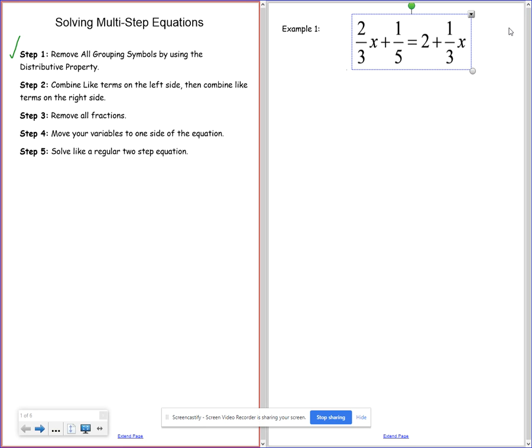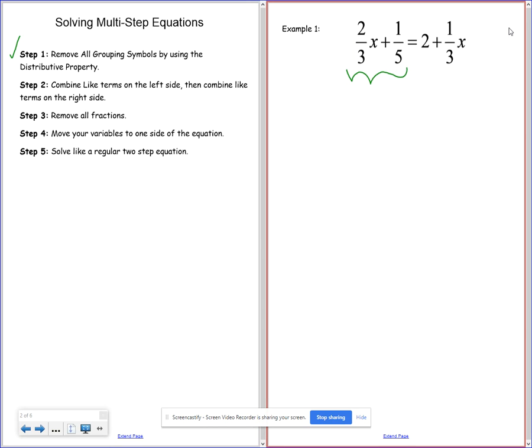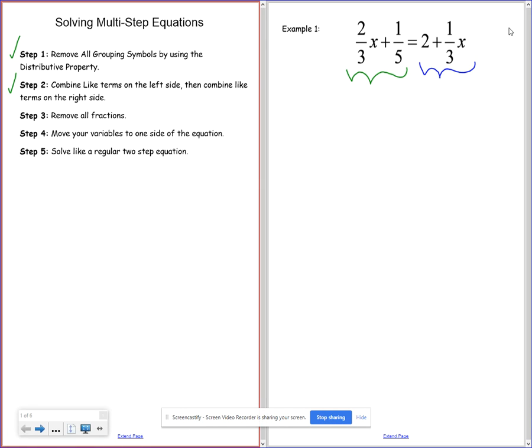So if we look at the left side here, do we have any like terms? No. On the right side, do we have any like terms? No. So step 2 is done. So on to step 3. Step 3 says remove all of the fractions. Well, we have 3 fractions. We want to get rid of all those fractions so we don't have to deal with them.